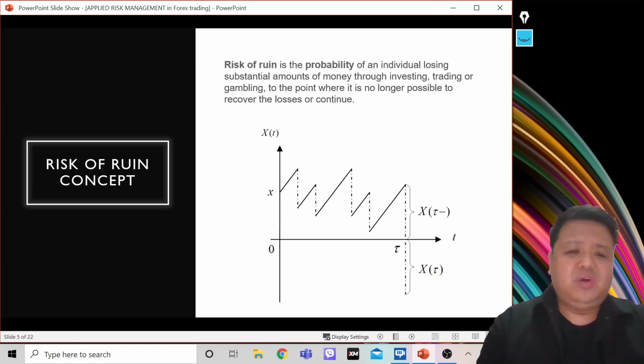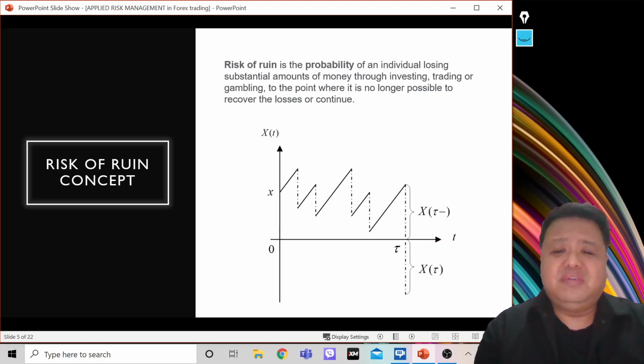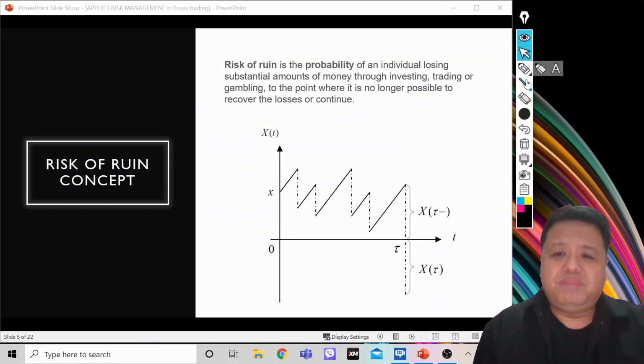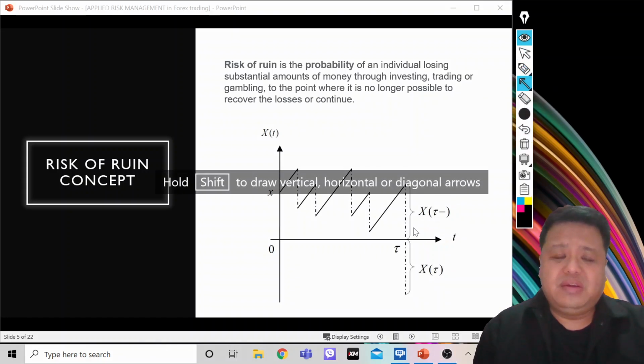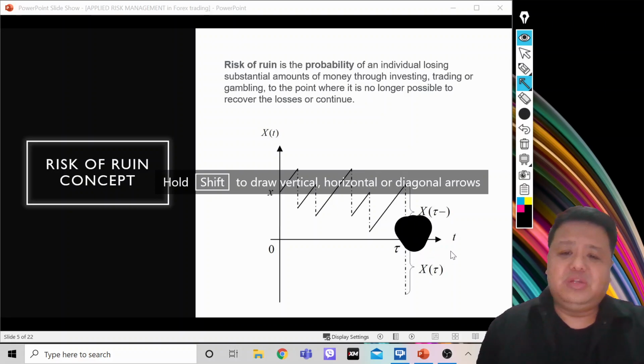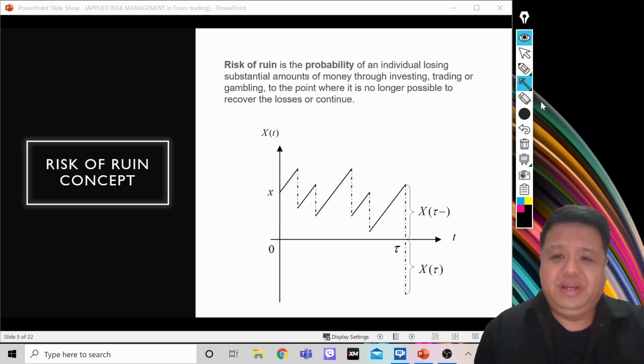Now, let's go about the risk of ruin concept. So, yung risk of ruin is a probability na ang isang investor o trader can lose substantial amounts of money through investing or trading or gambling to the point na hindi na madali o mahihirapan na siya to recover the losses or to continue trading. So kung makikita ninyo dyan sa graph, makikita ninyo na bumagsak ng husto, okay, to the point na mahihirapan na yan na mag-recover. Bumagsak na siya doon sa area na yon.